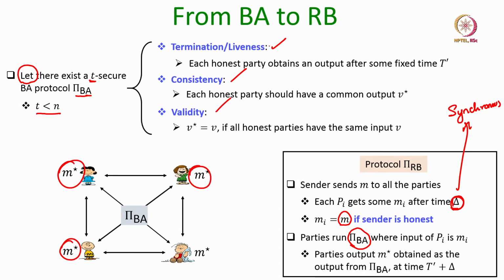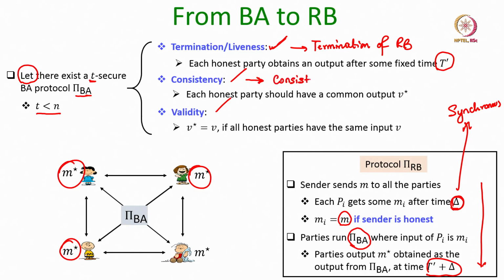Now the termination guarantee of BA is that it produces some output after time T prime. So whatever output the BA protocol produces for the honest parties, that is considered as the output for the RB protocol by the parties. So it is easy to see that the termination property of BA implies the termination property of RB, because this protocol will get over by time T prime plus delta for everyone. The consistency property of BA guarantees the consistency property of RB.